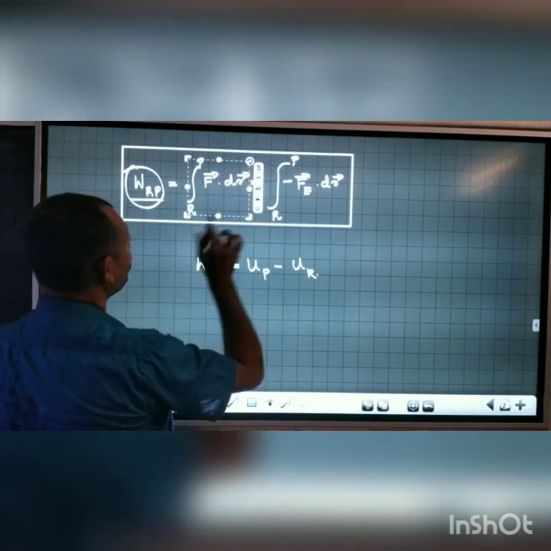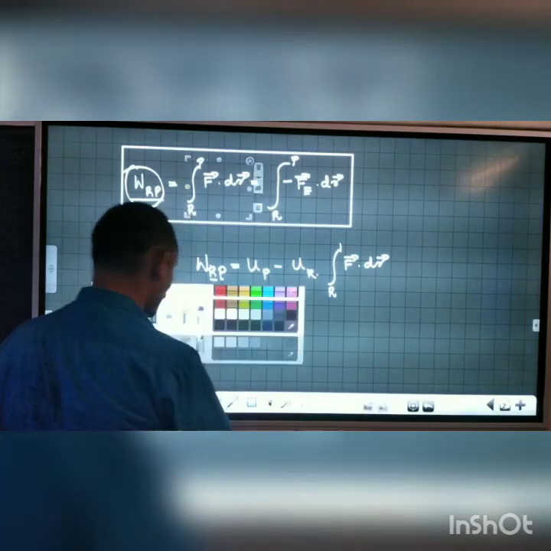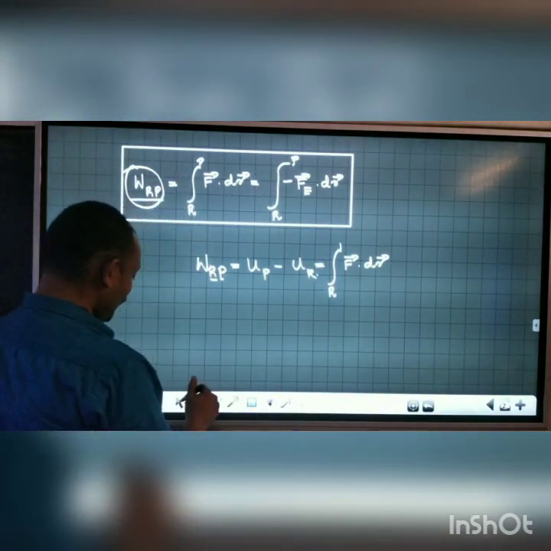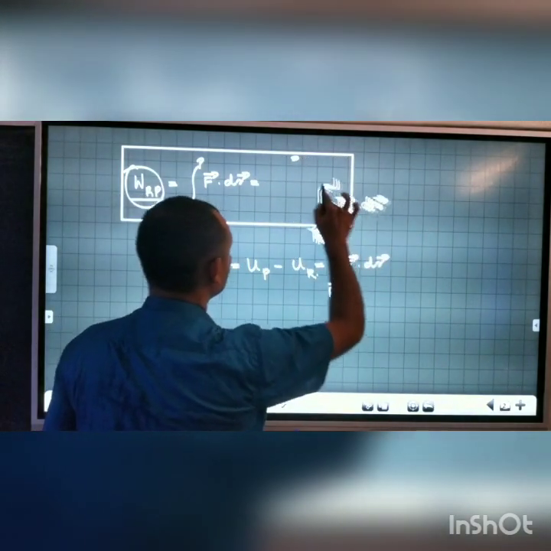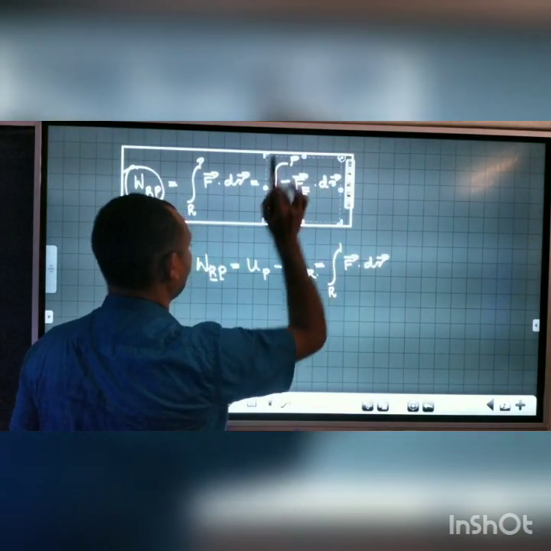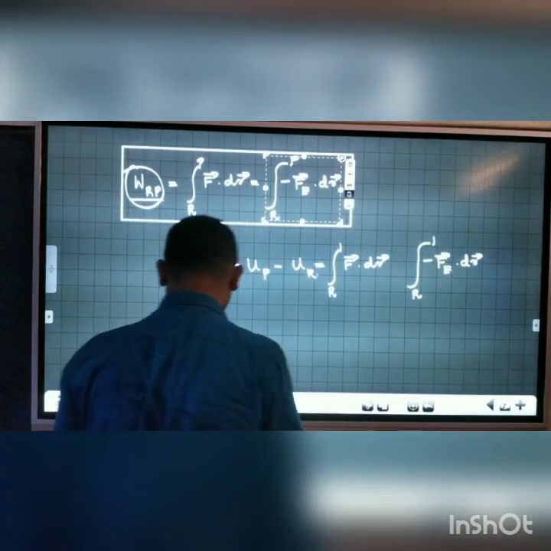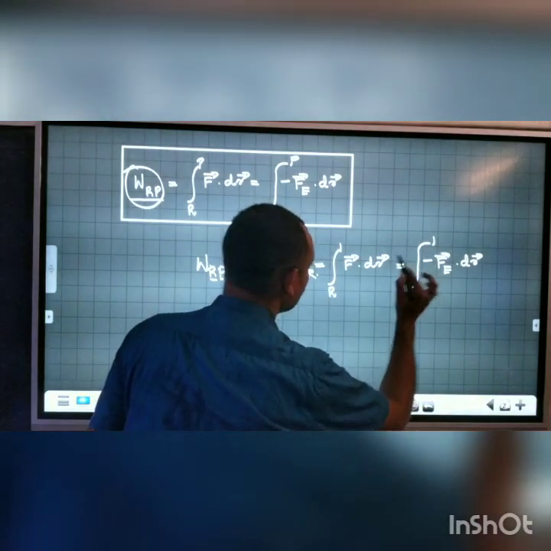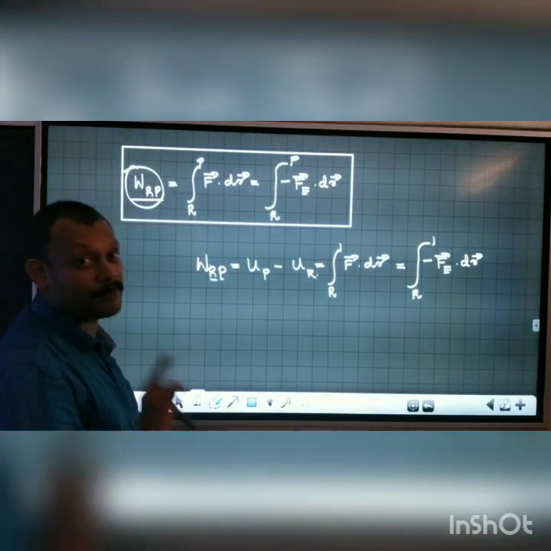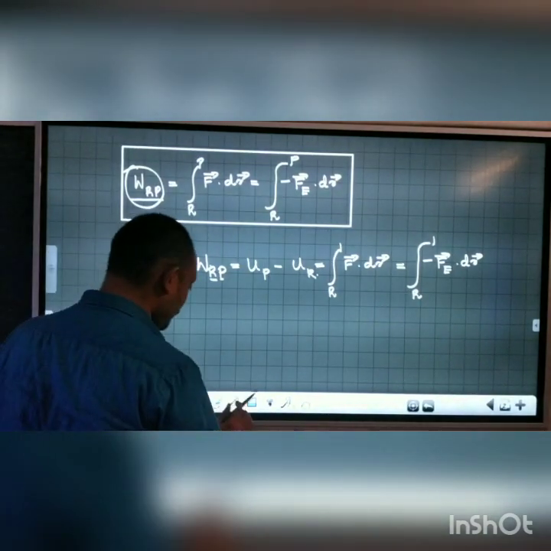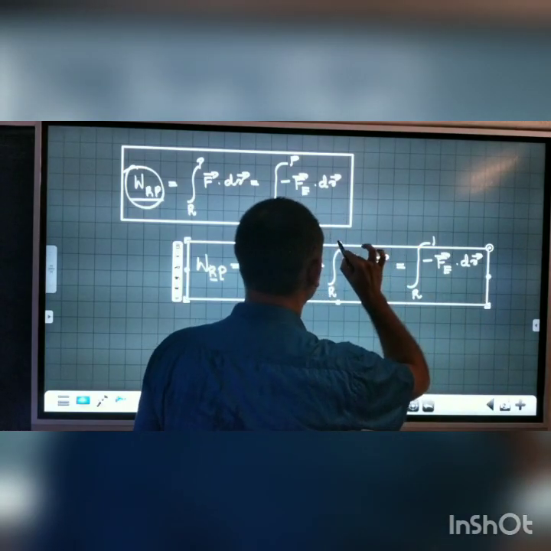Now you can see this equation. So I will take a copy of the same and place it here. So this is the definition of the electrostatic potential energy difference. Expression for the electrostatic potential energy difference.